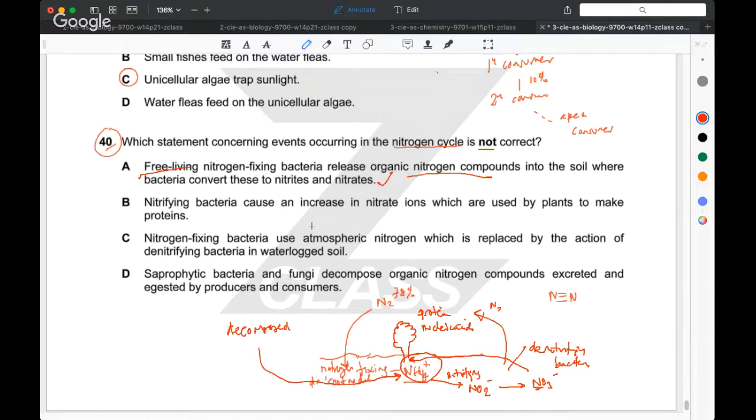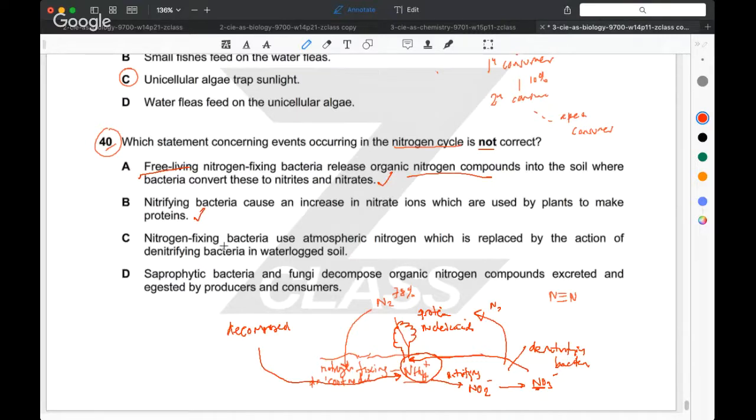Now, the nitrifying bacteria cause an increase in nitrite and nitrate ions. Now, that's true, isn't it? Because we had these nitrifying bacteria here, taking the ammonium ion and changing that into nitrite and nitrate. And once the nitrate is available, that's ready to be absorbed by the plants and is used to make proteins, because the amino group is necessary to build amino acids. They're going to later become part of a protein chain. So that's correct as well.